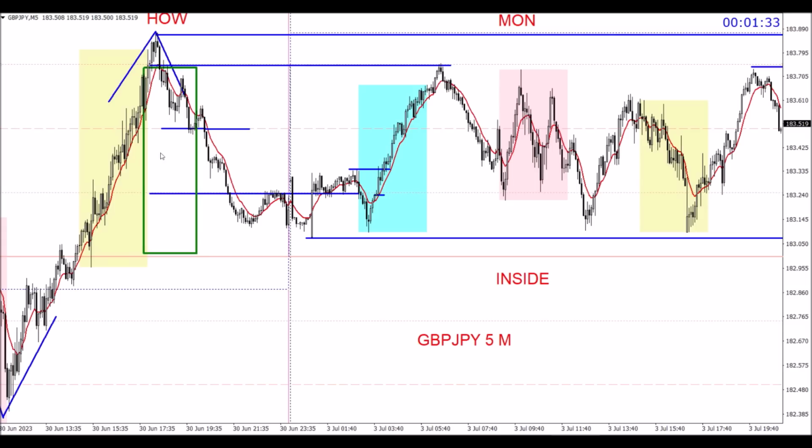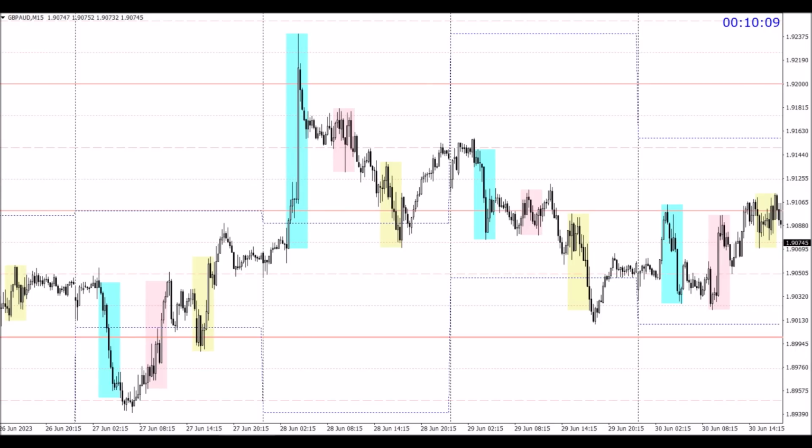This is an example of a Friday, Monday 3-session setup. And just reinforcing that because we're at the beginning of a new week, we haven't taken out any highs or lows of weeks, this would be what I would consider to be a session scalp, a 90-10 high probability opportunity for a session trade. So we can look at the pound Aussie.